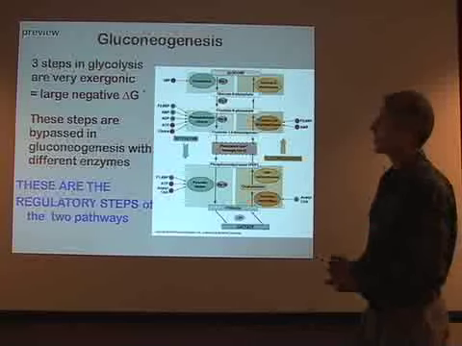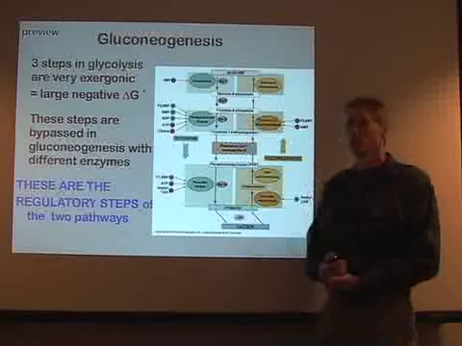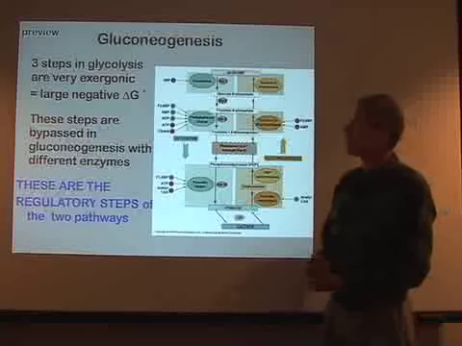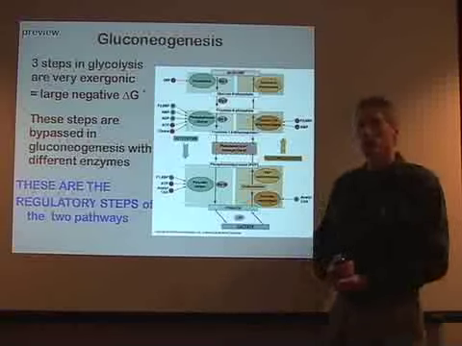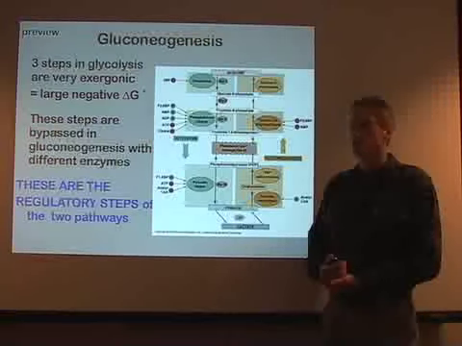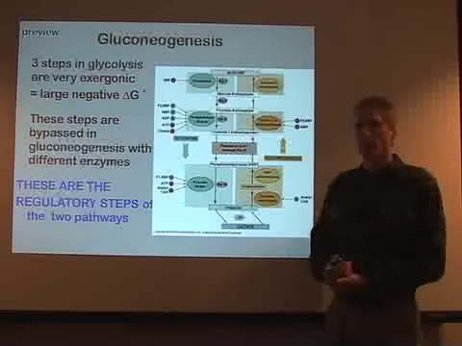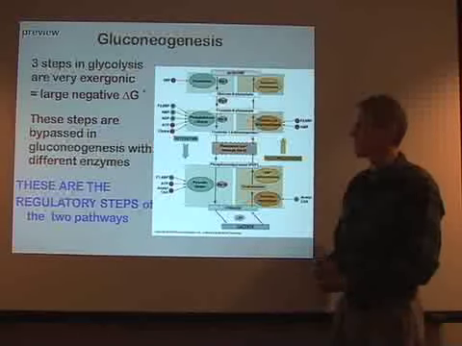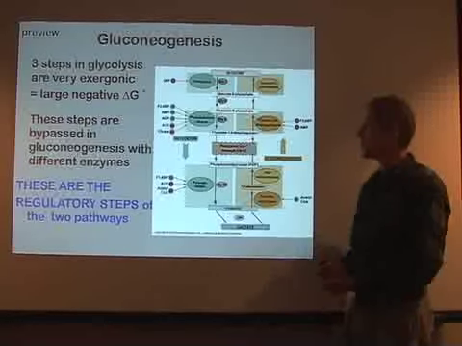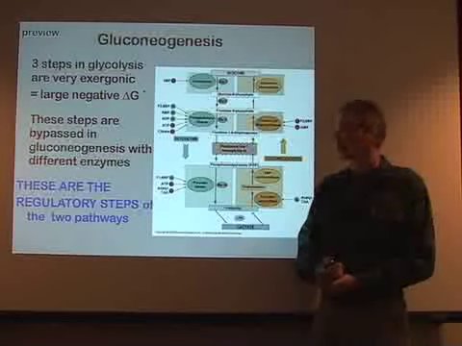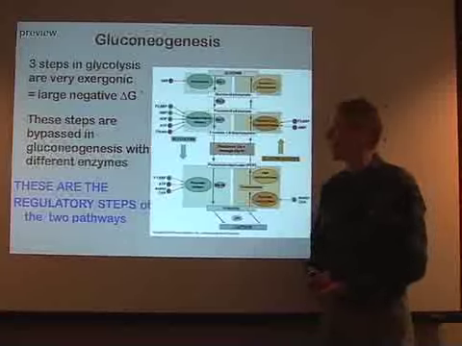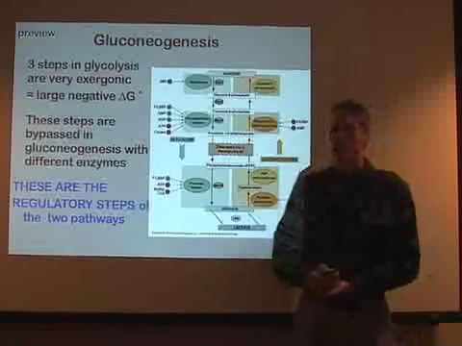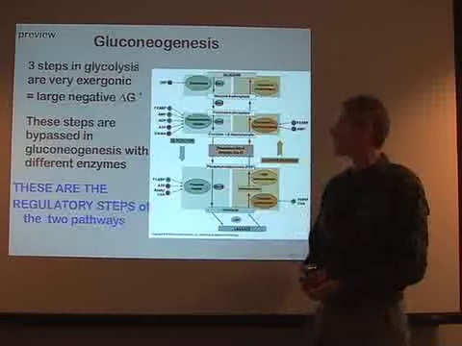There are 3 steps in glycolysis and gluconeogenesis that are highly exergonic. In other words, they have a large negative delta G. These steps are bypassed in gluconeogenesis with different enzymes, and they're also control points or regulatory steps in the 2 pathways. When you study biochemistry, you'll study these further.